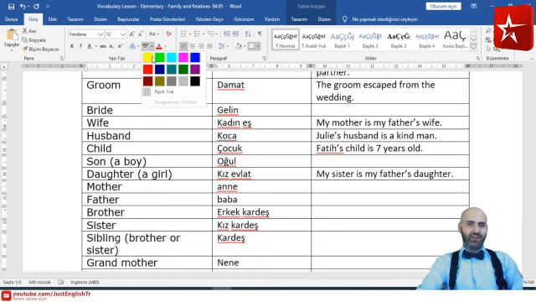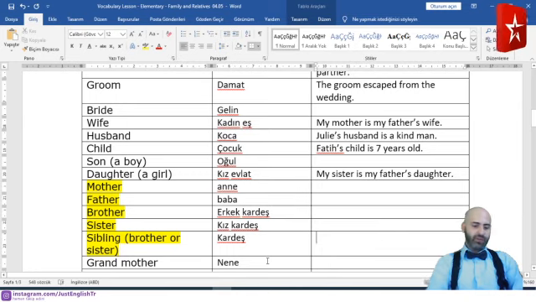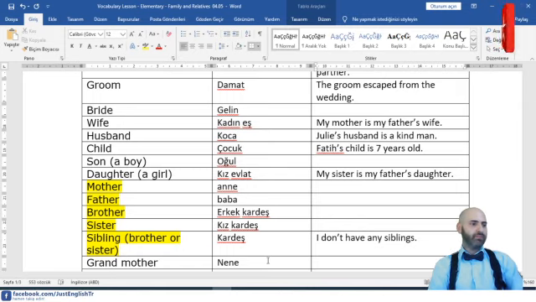So guys, can you please give me examples? I will write an example for sibling. I will use it like this: I don't have any siblings. So it means I don't have a brother and I don't have a sister. Okay? Let's see your examples for mother, father, brother, or sister.